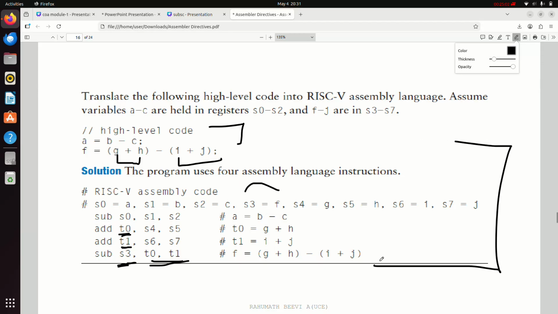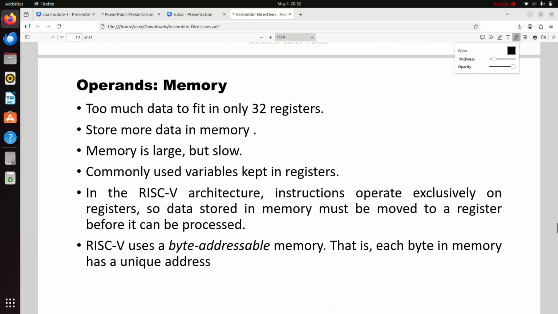So try to do this. When I am creating any temporary values in between, we will create temporary registers. That itself is the only thing here.